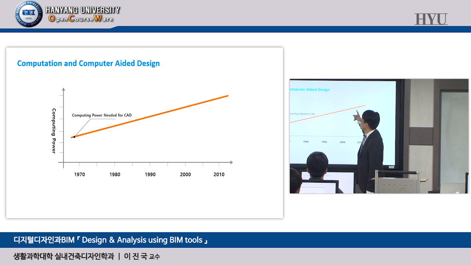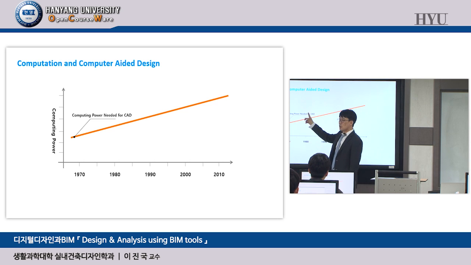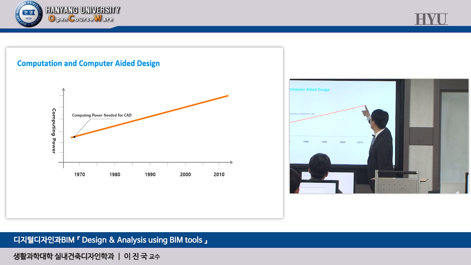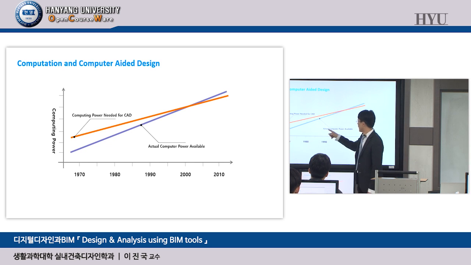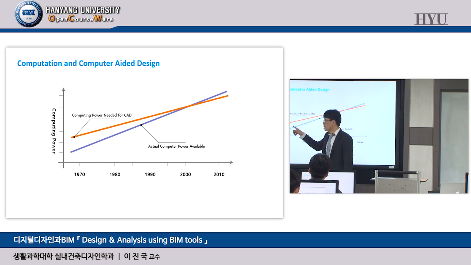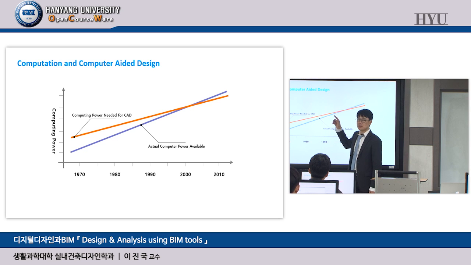Computing power needed for CAD. For computer design, even in the 70s, the early phase of CAD, we needed some power. Now we need a lot more power. But the actual computer power available, represented in the blue line, okay? Take a look. Always insufficient, okay? Insufficient. It's not enough, always.